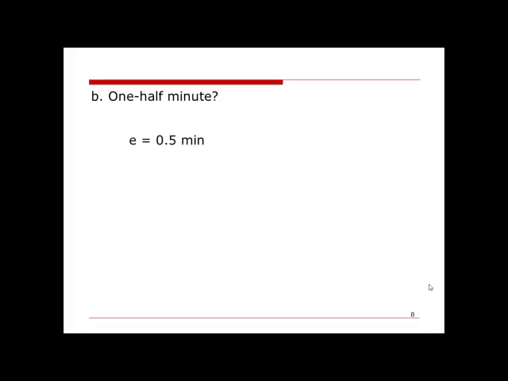Now part B: what if the maximum error is 1/2 minute? So 1/2 minute basically says the maximum error should not be higher than 0.5 minutes. Here the error itself is already given, instead of, like part A, only a percentage of the mean. So we need to use the second formula. Substituting everything into it, we find a final sample size, or number of observations, equal to 68.